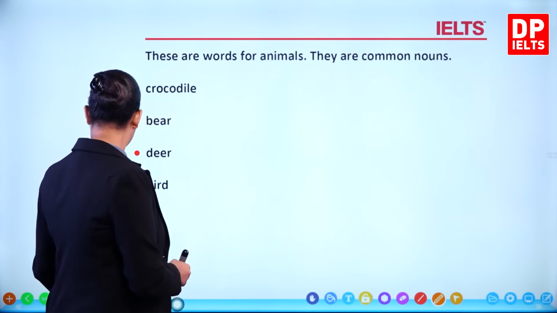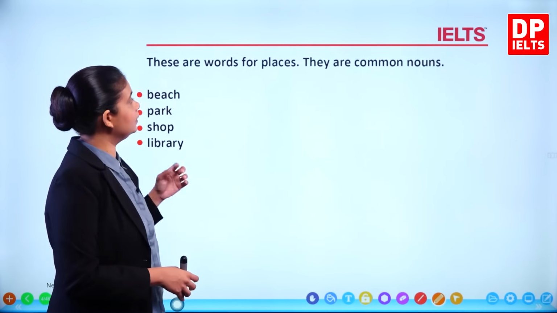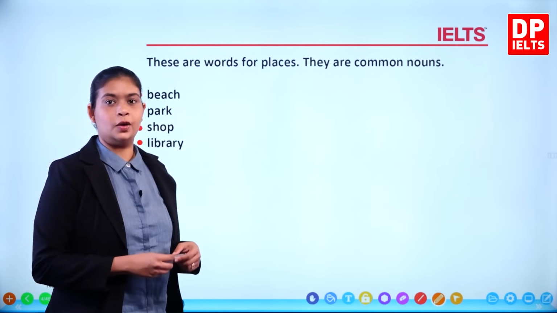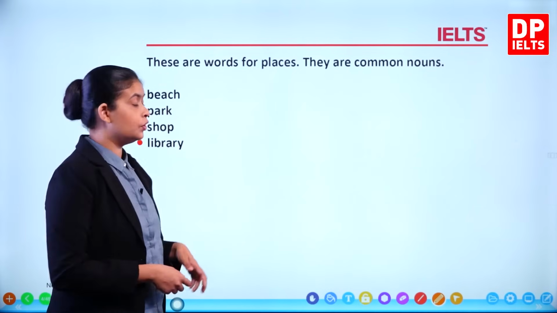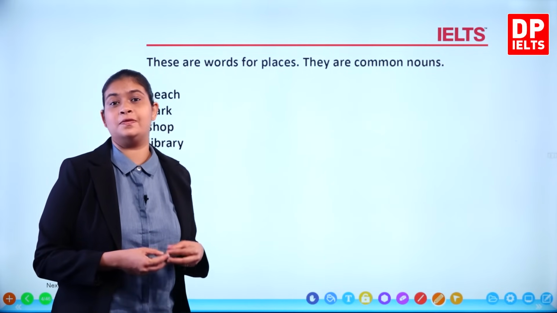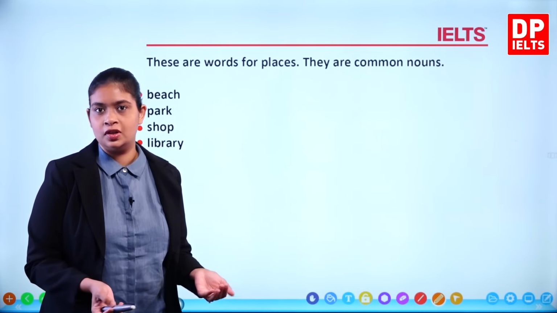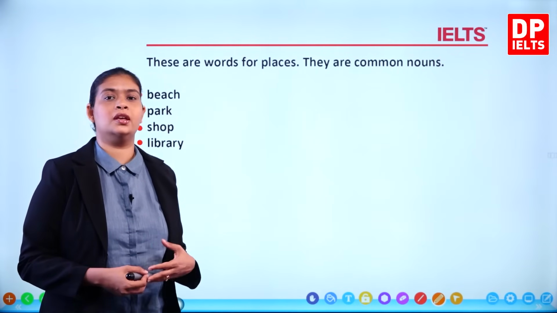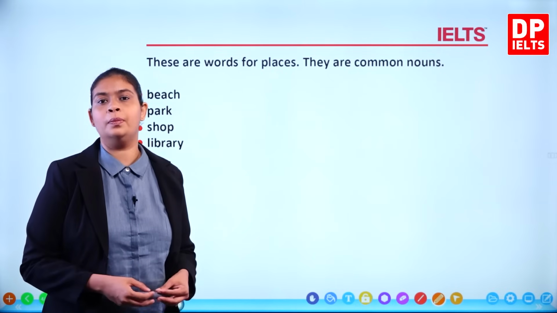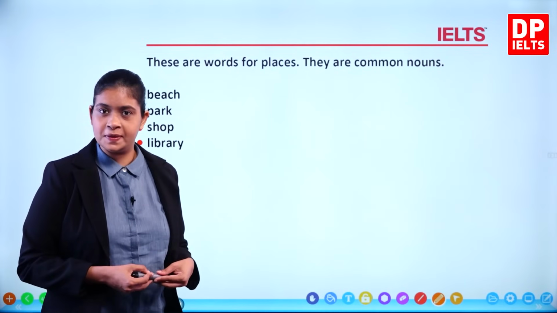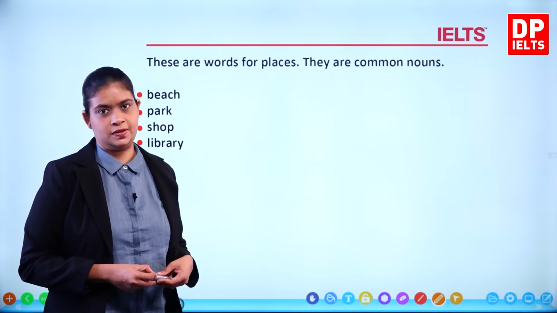Right? Now, here are some of the words which we use to introduce places. Now, they are also known as common nouns. You can talk about a beach, park, shop, library. So, any beach in general, if there's no specific name for it, we just say we're going to the beach. It's a common noun. Shop, if there's no specific name and you're not talking about a specific shop, I'm going to the shop to pick up some groceries. So, if you use them commonly without a specific name, they are common nouns.